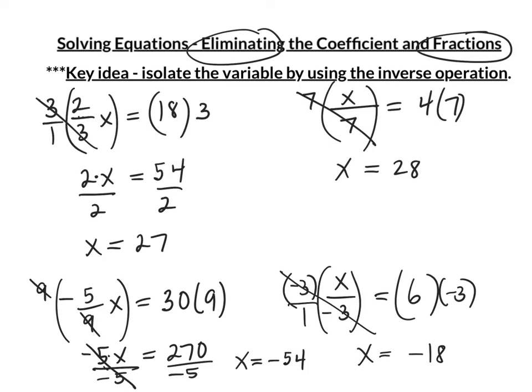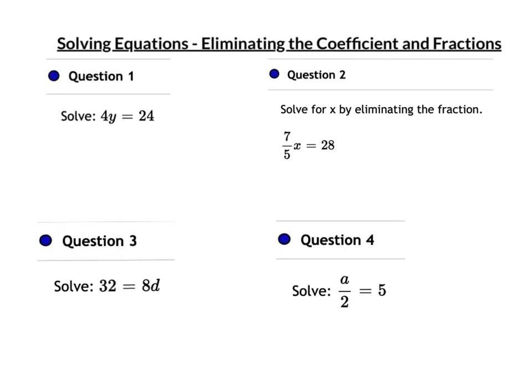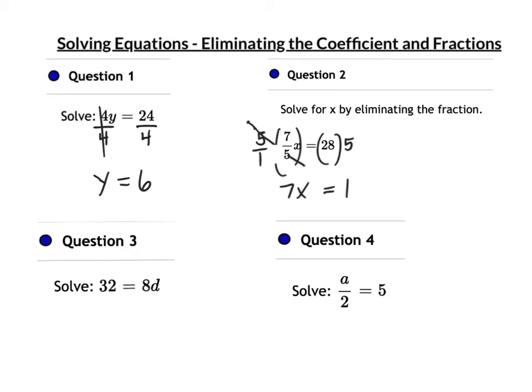Now we're going to take a look at some questions from your assignment. So these should be in the same order. These first ones bring up the idea of just the plain old coefficient. 4y is 4 times y, so that means to get rid of the 4, we would divide by 4, since there's times between the 4 and the y. The 4's would cancel. 24 divided by 4 is 6.